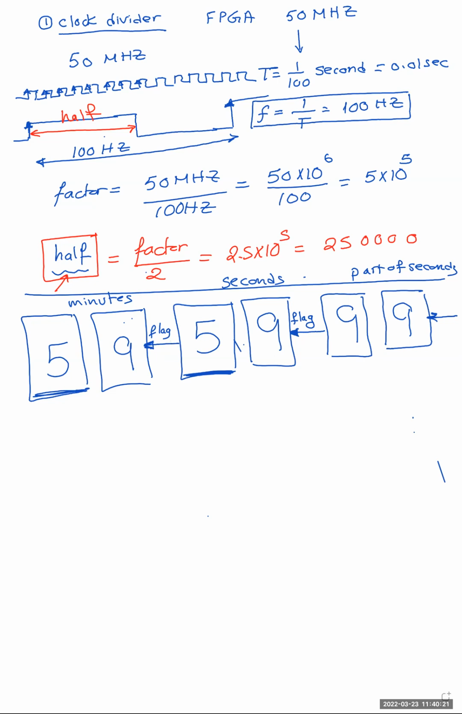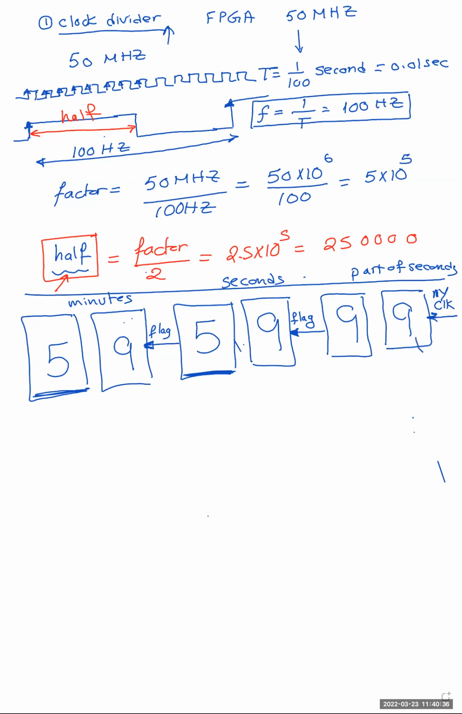So actually, this is my clock that I'm going to be creating from the clock divider, which is the 100 Hertz. So this is going to be my clock. I can call it my clock, not the clock of the FPGA. Now I reduced it. So the input here is going to be my clock.